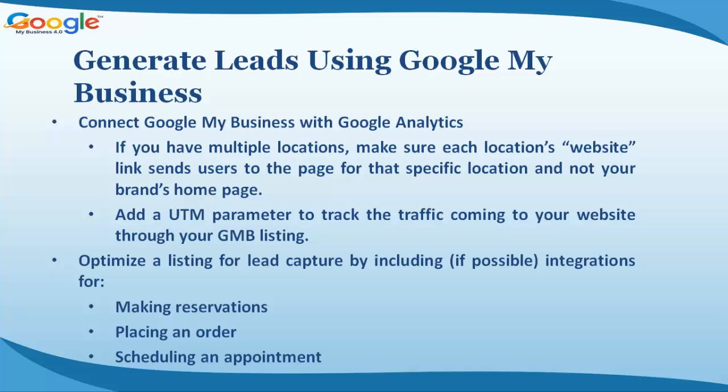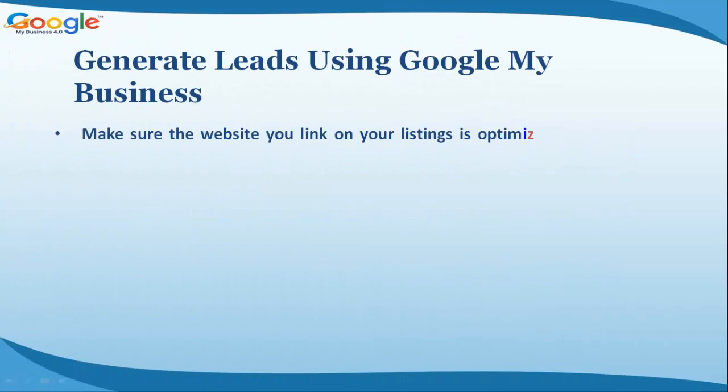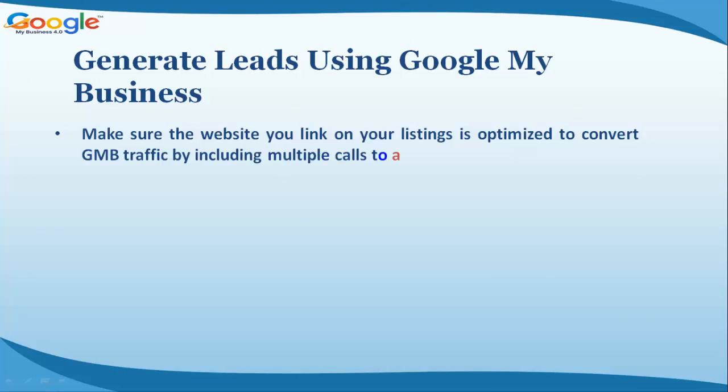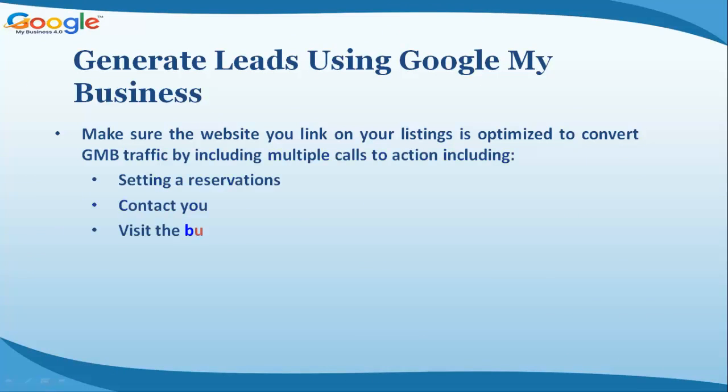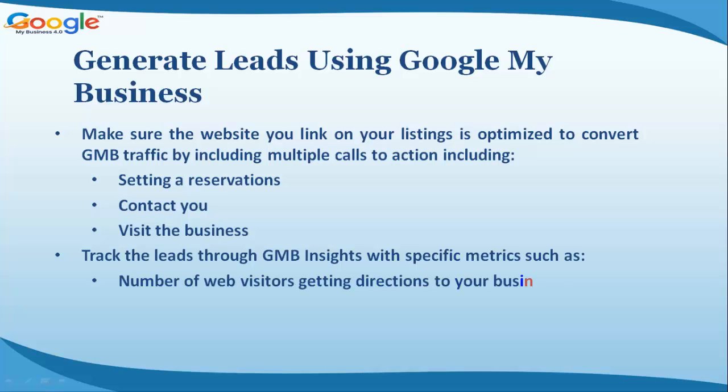Optimize a listing for lead capture by including, if possible, integrations for making reservations, placing an order, or scheduling an appointment. Make sure the website you link on your listings is optimized to convert GMB traffic by including multiple calls to action, including setting a reservation, contact you, visit the business. Track the leads through GMB Insights with specific metrics, such as number of web visitors, getting directions to your business, and number of phone calls.